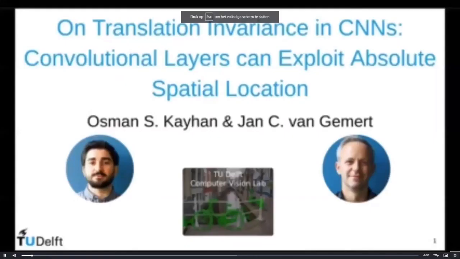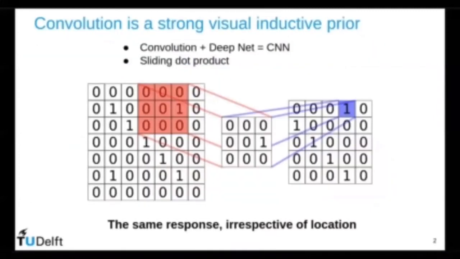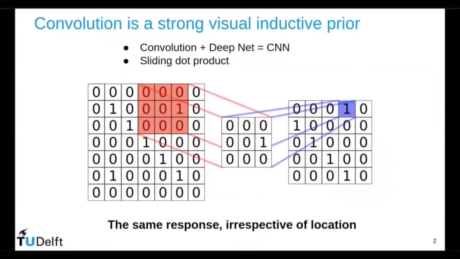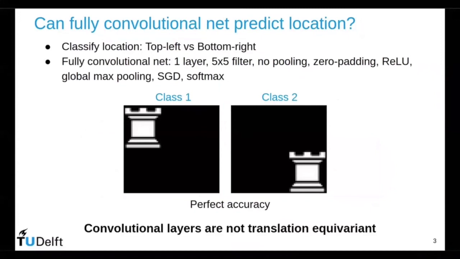I'm Osman. Working with Jan van Gemert, we show that convolutional layers can exploit absolute spatial location. Convolution is a strong visual inductive prior. It gives the same response irrespective of location. Is it always true? In this paper, we show when it is not true. Can a fully convolutional network predict the location of a patch? In this setup, yes, with perfect accuracy. The experiment shows that convolutional layers are not translation equivariant.